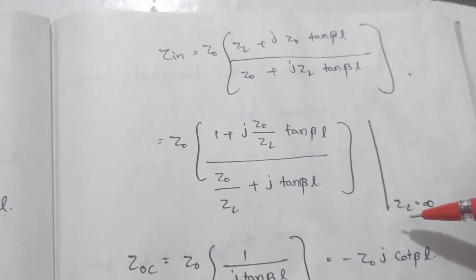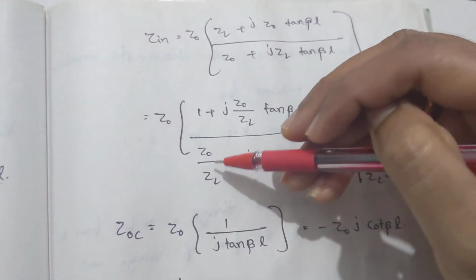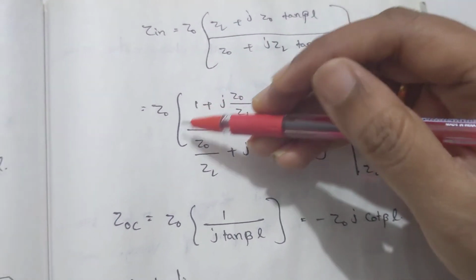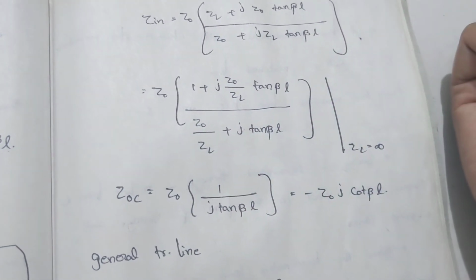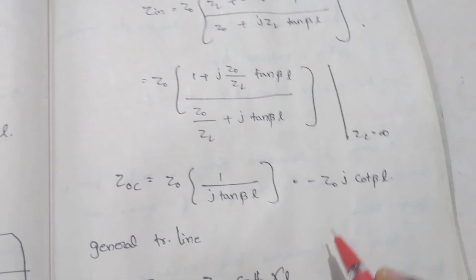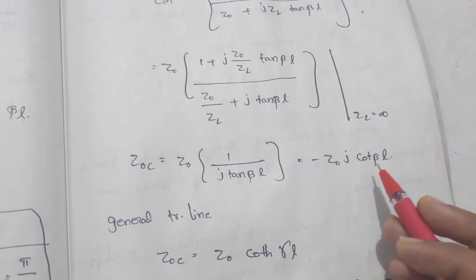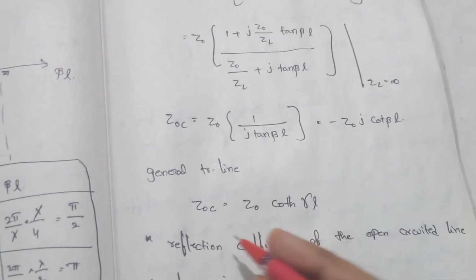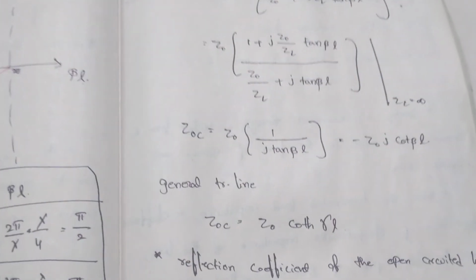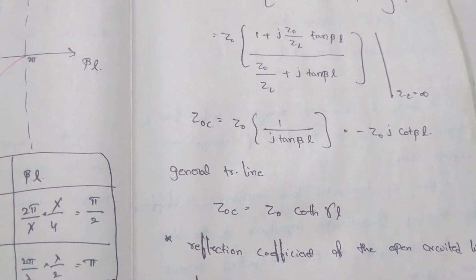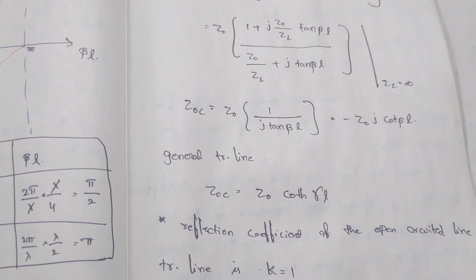Then replace ZL equals infinity. The leftover term is ZOC equals Z0 into 1 divided by j tan beta L. When I move the denominator term to the numerator, it becomes minus j Z0 cot beta L. The same thing for the general transmission line is ZOC equals Z0 coth gamma L.